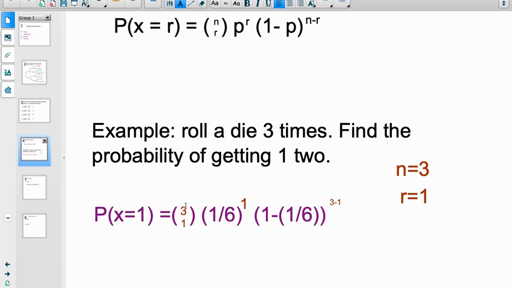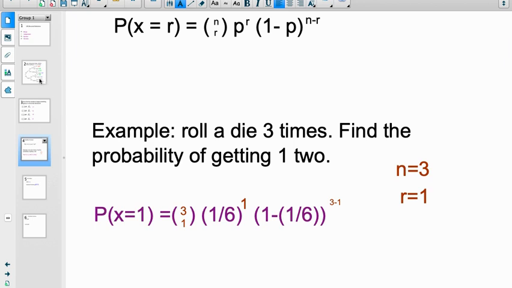So filling that all in, it's 3. We want 1 success. So 3 total times rolling, 1 success. The probability of success is 1/6, that we want to happen 1 time. And we want to fail twice. So 3 minus 1 is where we get the number of failures. And the probability of failure is 1 minus 1/6, which is 5/6.